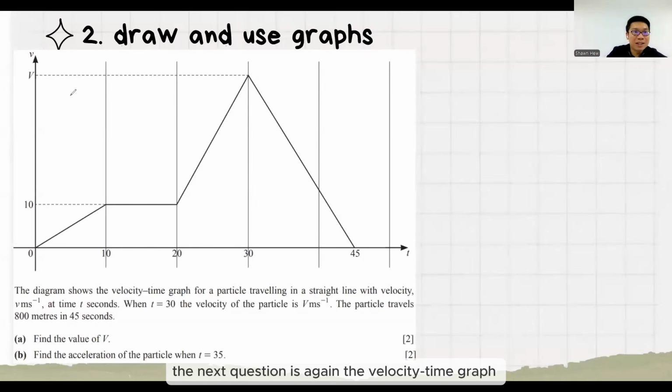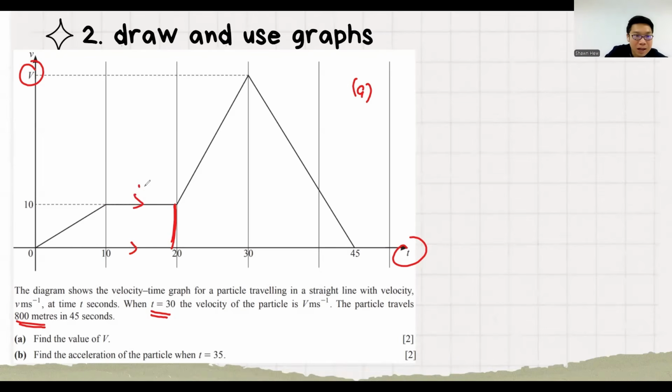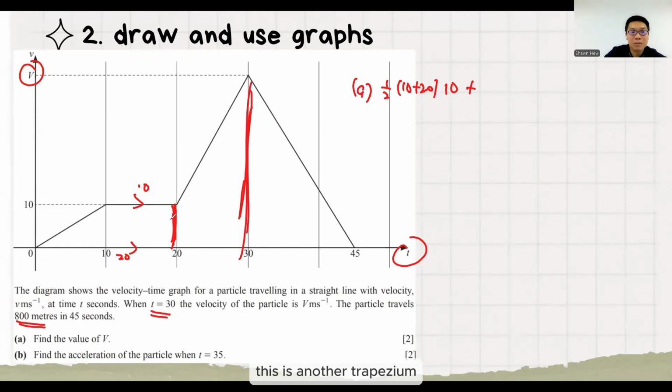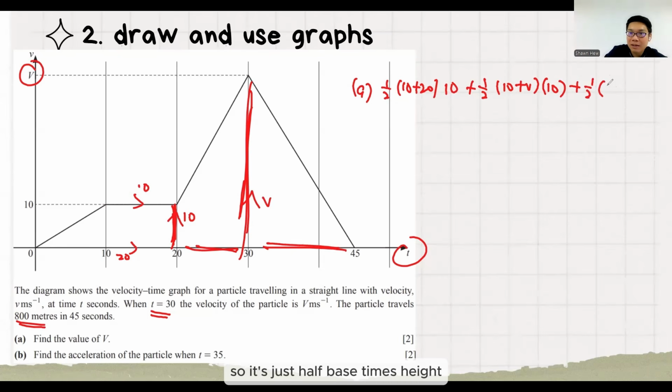The next question is again a velocity time graph. Time is 30. Again, v is unknown. The particle travels 800 meters in 45 seconds. So again, we use the area under the graph to find the value of v. This is one of the trapeziums: half of 10 plus 20, times the perpendicular height, 10. Plus this is another trapezium: average of 10 and v, times 10. Plus here is a triangle, so you just have half base times height. So this whole thing is 800.